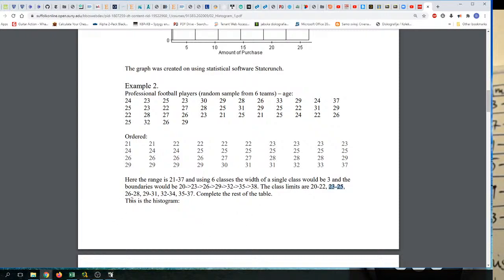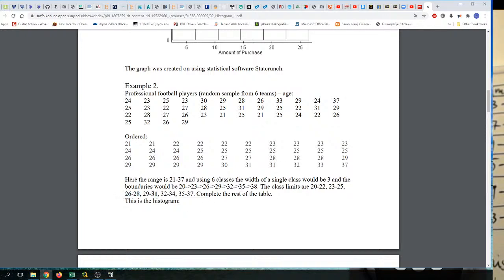Okay. The next class, 26 to 28. I have 26 here. 1, 2, 3, 4. I have 27, 5, 6. I have 28, 7, 8, 9. 9 is in the third class.